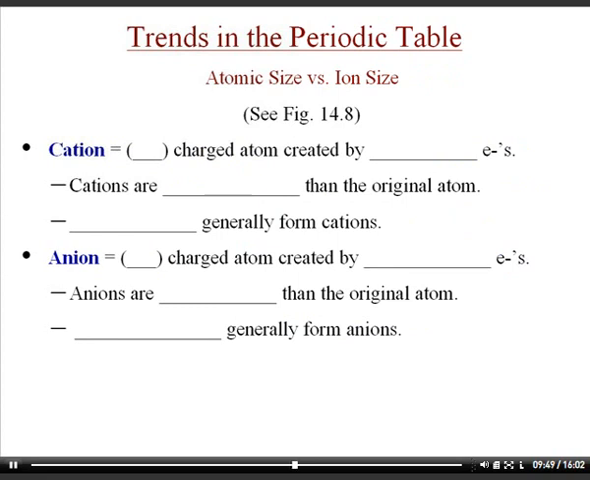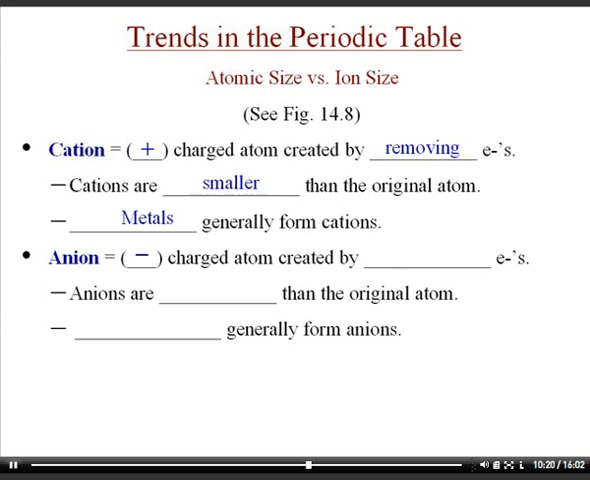Then we talk about the definition of a cation and an anion, and we're going to compare the size of the atom to the size of an ion. Now, a cation is a positively charged atom, and how do you get positive charges in an atom? Well, you have to take away some of the negative charges. So if you take away an electron, you turn the element into a cation. And when you lose an electron, you're going to become smaller than the original atom, just like if you lose weight, you're going to be smaller. And metals are the ones that typically lose electrons to form the cations.